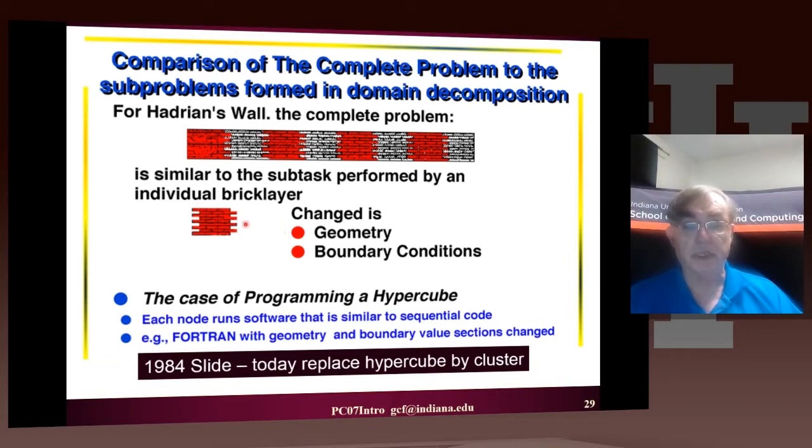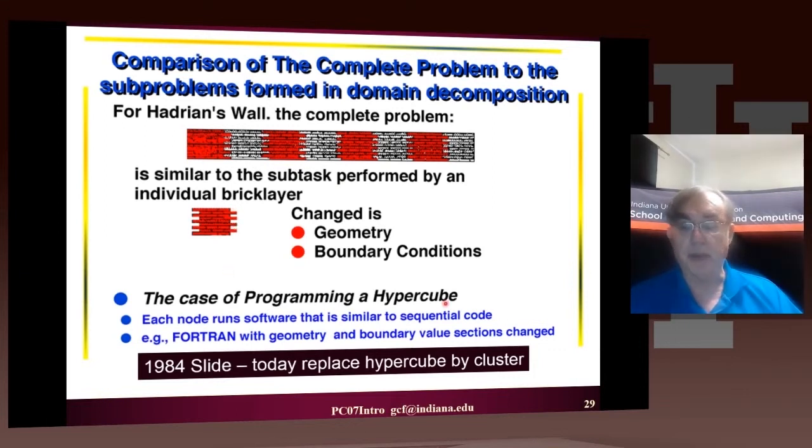The geometry has changed. Maybe this is a smaller size wall than this big wall. Also, the boundary conditions have changed. Previously, the boundary conditions were a flat edge here and a flat edge here. Now we have boundary conditions where you must talk to your neighboring mason and get these joining bricks to properly link up together.